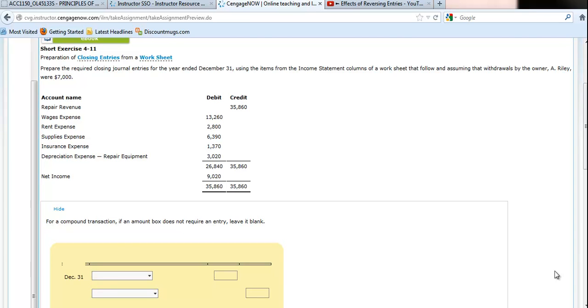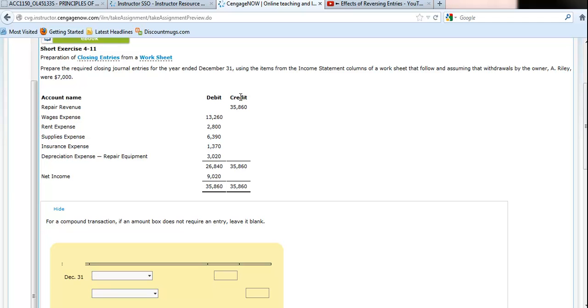In this example, we're going to look at the preparation of closing entries from a worksheet. What you have here in front of you are the debit and credit columns of the income statement from a worksheet. Remember, on a worksheet you have 5 sets of columns, so you have 10 columns. The first set are your debit and credits for your trial balance. Then you have your adjustments, then your adjusted trial balance, then your income statement, and then your balance sheet columns. This is just a small snapshot of what that would look like from the income statement columns only.